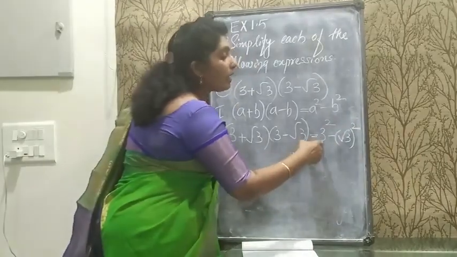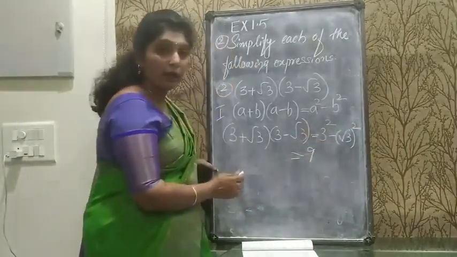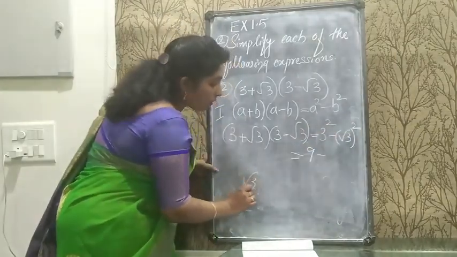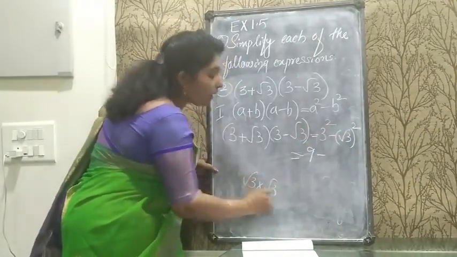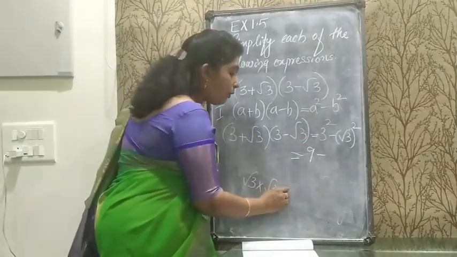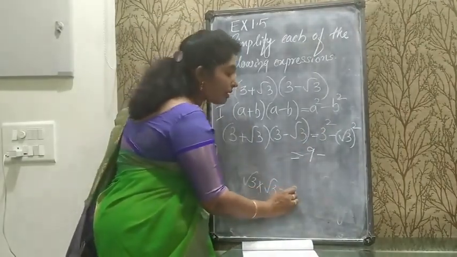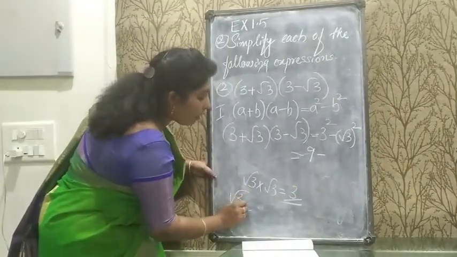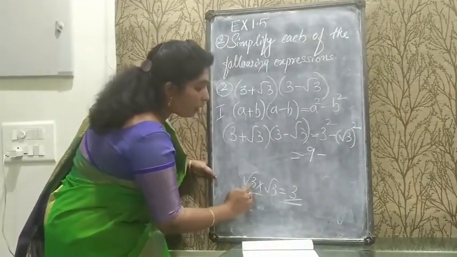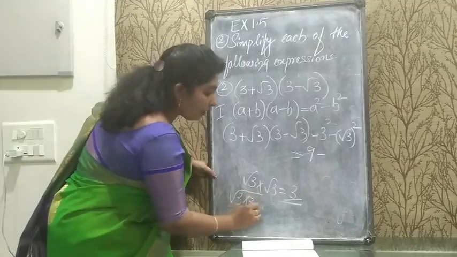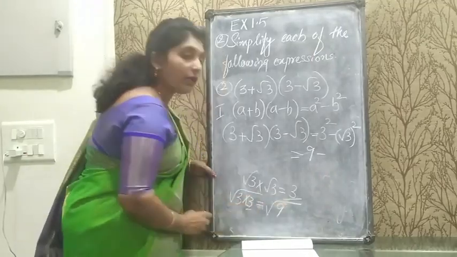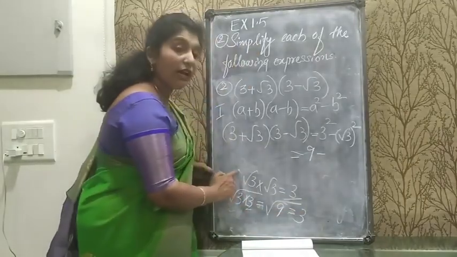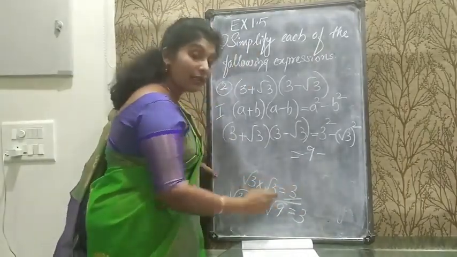3 square means 3 into 3, which is equal to 9. Root 3 square means root 3 into root 3. That is equal to 3. How did it come? Root 3 into root 3 means under the root 3 into 3, so you get under the root 9. Under the root 9 is 3. That is why root 3 into root 3 is 3.